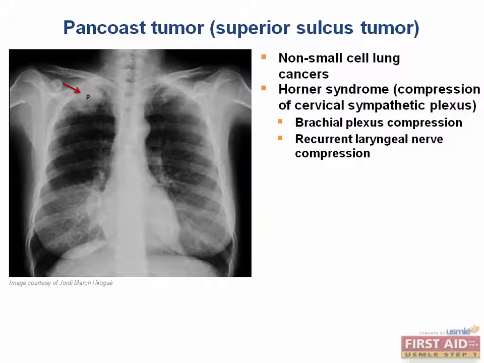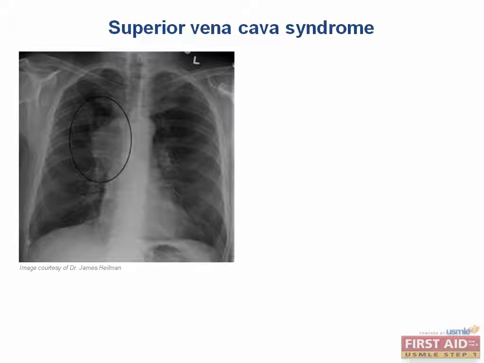Now, what other structure might be obstructed? The superior vena cava, which brings us to superior vena cava syndrome. SVC syndrome is a result of venous congestion of blood coming back to the heart from the head and neck. You can see the lung cancer on this chest x-ray, which is compressing the SVC. So what would you expect to see clinically?